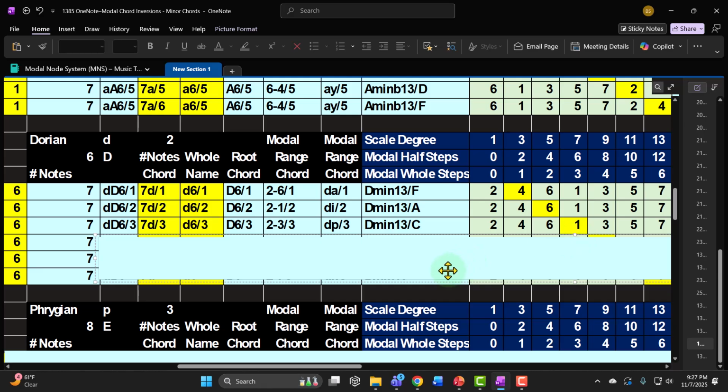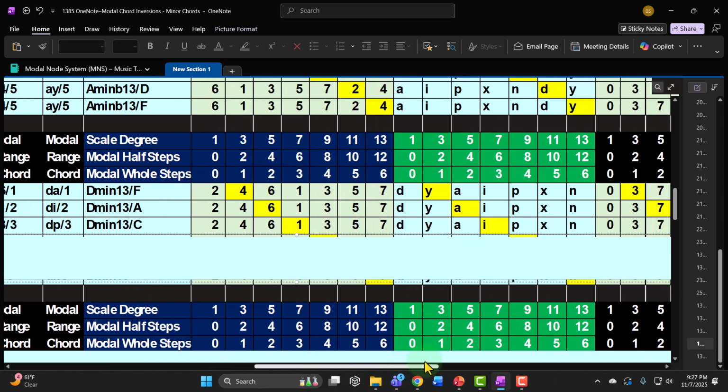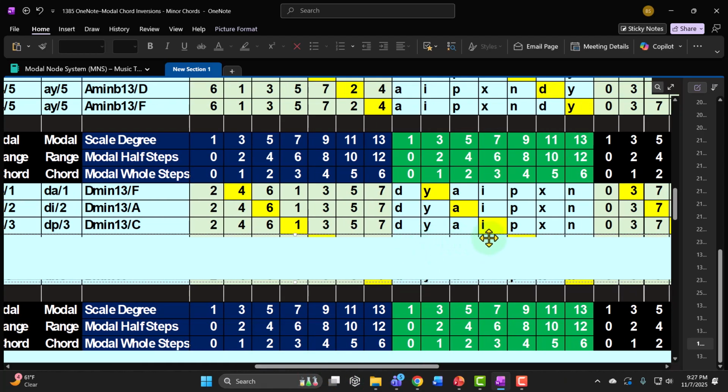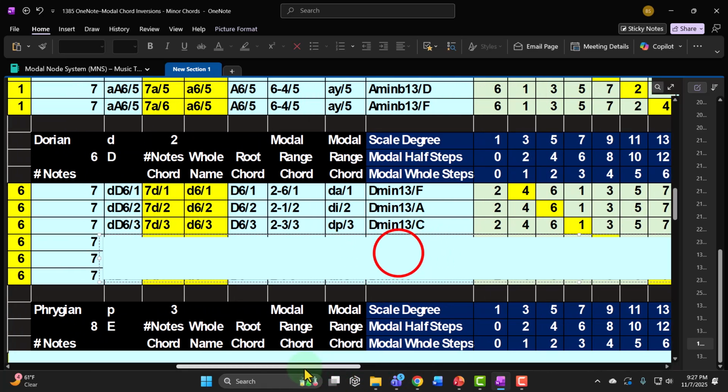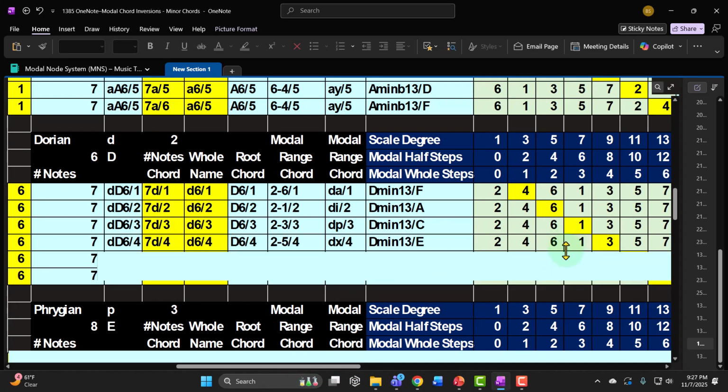Next one, we're going to say it's a third inversion, which is a D minor 13/C, because the third inversion point happens to be the Ionian, which will be in the collection of notes around the key of C, a C. I'd rather call it a 7D/3 or D6/3, which is a 7-note Dorian chord third inversion, or a Dorian 6-modal whole step chord third inversion, meaning we're going to invert on the third modal whole step up from the root, which happens to be the Ionian in this case. All right, so then it will always be the Ionian.